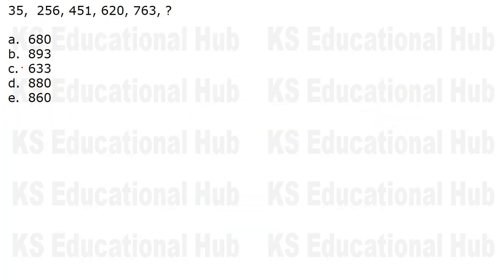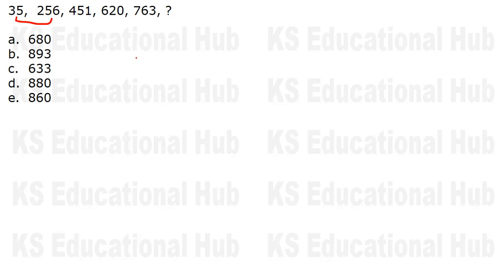Let's check out the next one here. 35, 256, 451, 620, 763, question mark. See here, the value is not increasing in a way where we can convert the previous value to the next one. But the value is also not increasing drastically at the end, so I can certainly say that this is the one of differences.